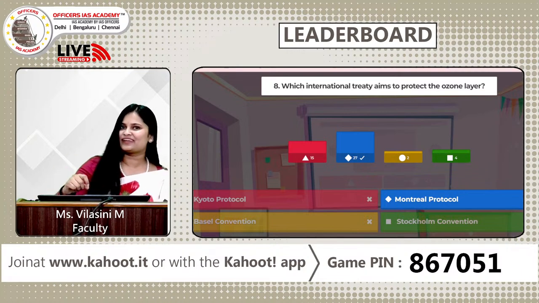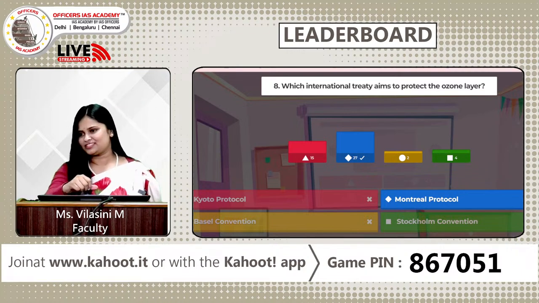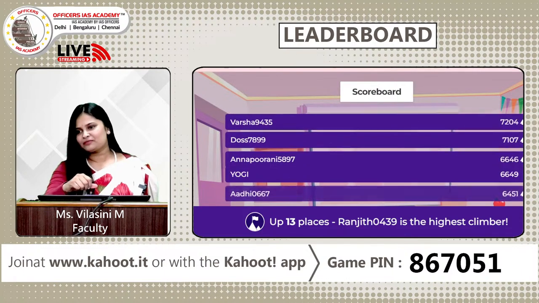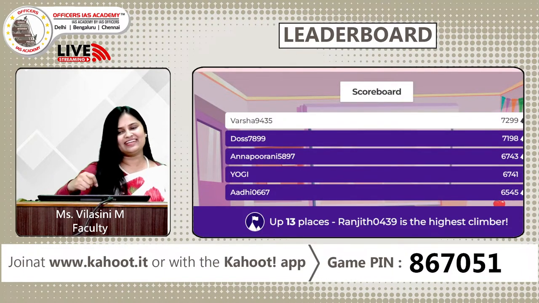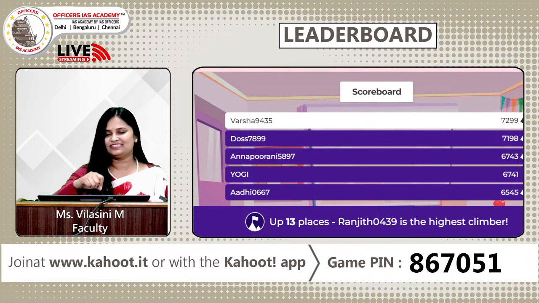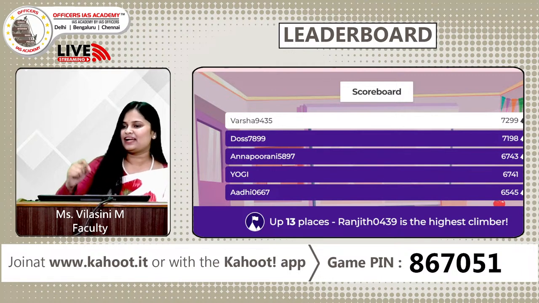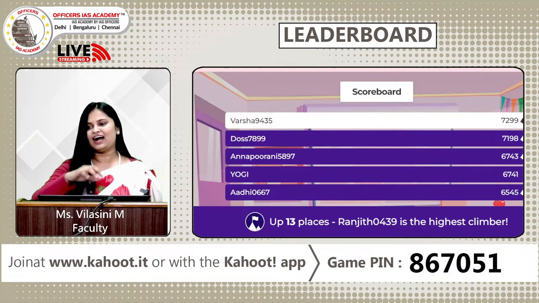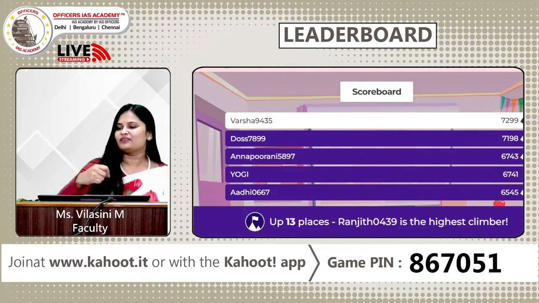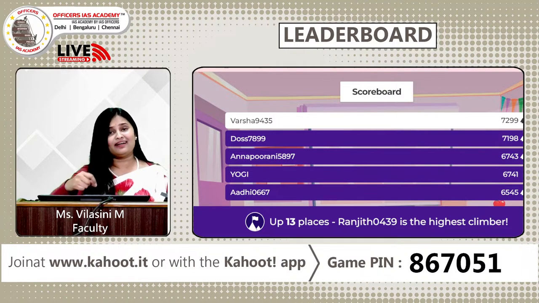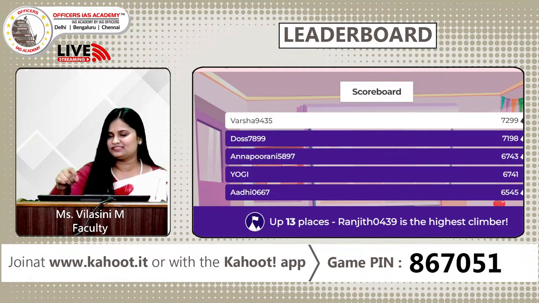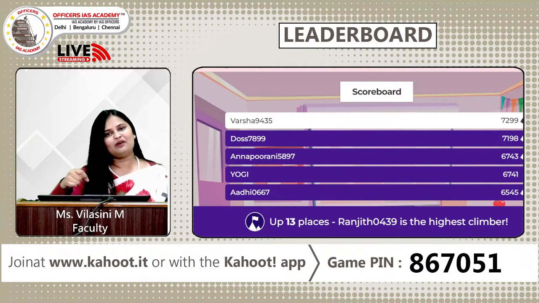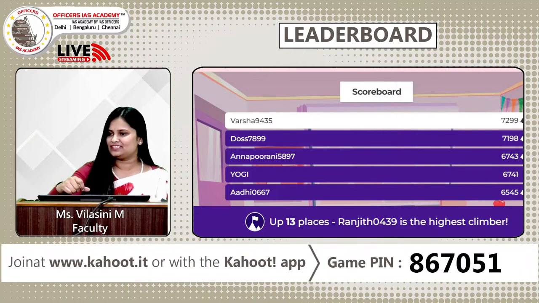So now let's take a look at the leaderboard for this particular question. So going by the scoreboard, Vasha, great going. You've come to the first place. That's amazing. And below that we have Das, and below that we have Annapurni. Fine. So also Ranjit, you are the highest climber and you have climbed 13 places, which is great. So now let us take a look at the next question for the day.